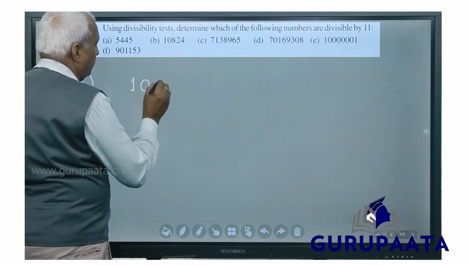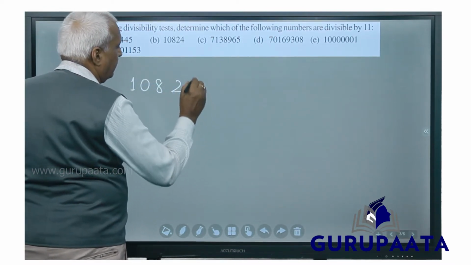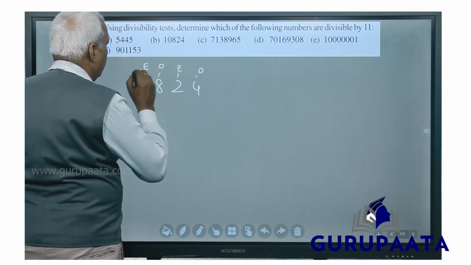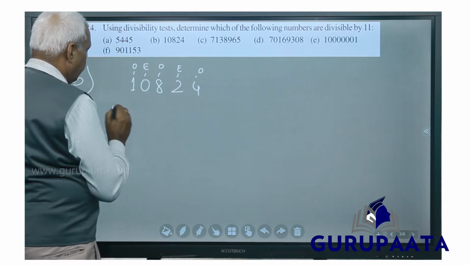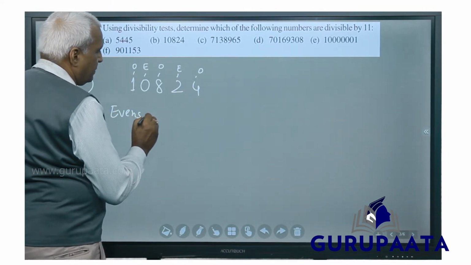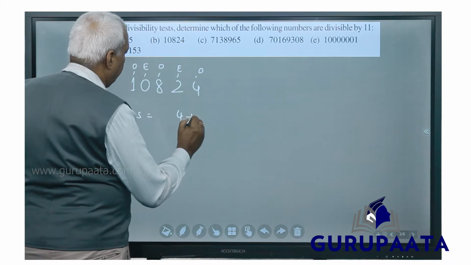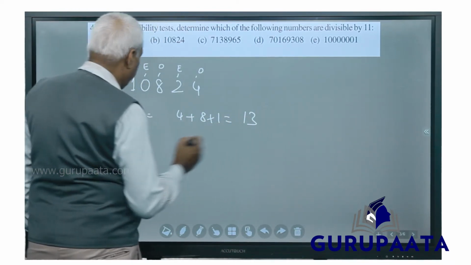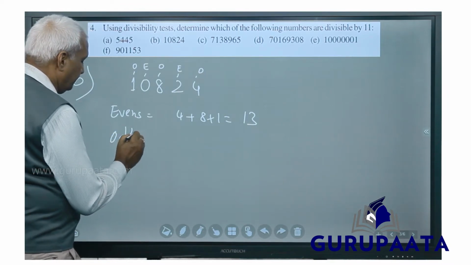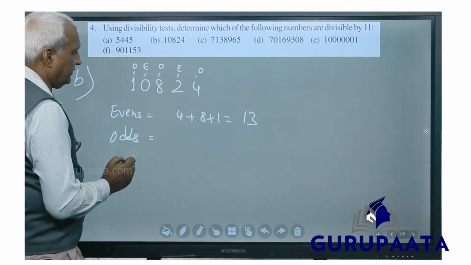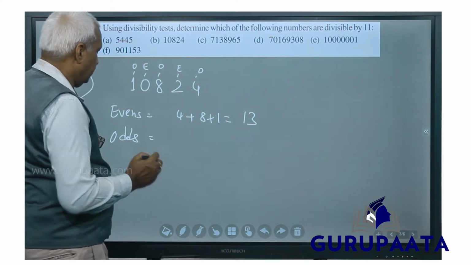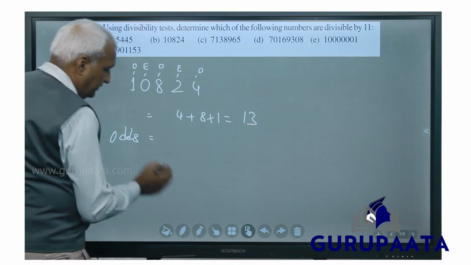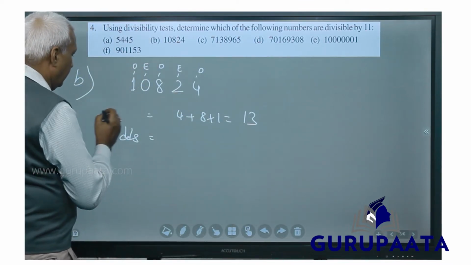One, zero, eight, two, four. You can write odd, even, odd. Evens, 4 plus 8 plus 1, 13. Odds, oh sorry. This is not evens, these are the odds.